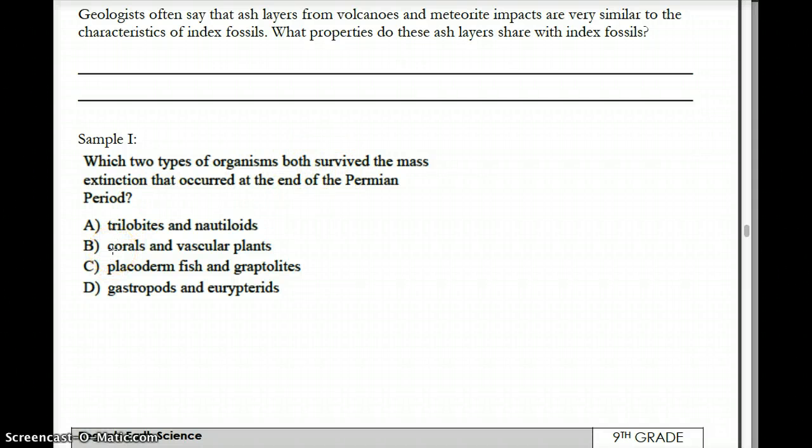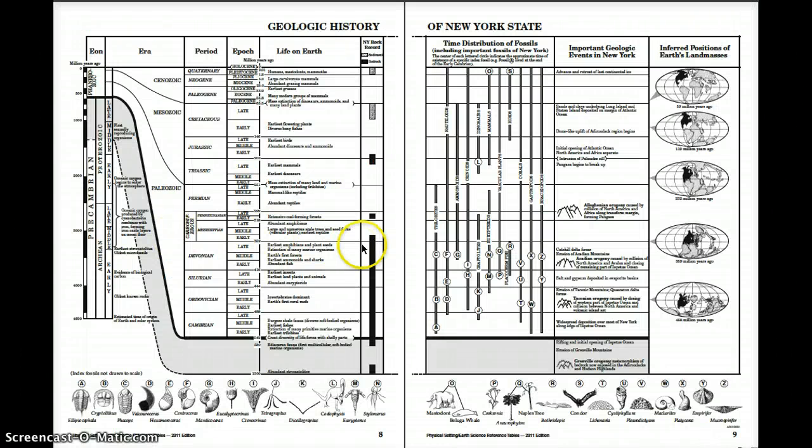Well, let's look at B, corals and vascular plants. Corals, interesting. Looks like they're here. Looks like that line continues past the Permian period, so they both survived. So, interesting.